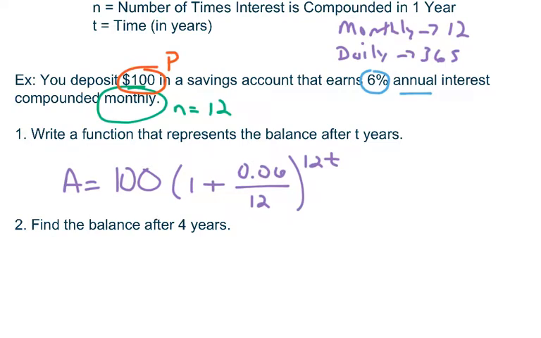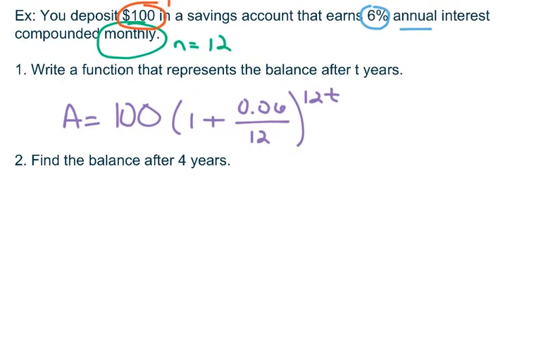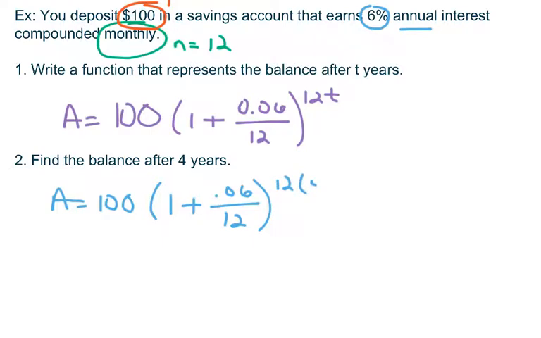Last question here, find the balance after 4 years. So we can type this line right into our calculator. The only change is we're going to make T 4. So I'm going to write that out here in blue. We're going to say A is equal to 100 times 1 plus 0.06 over 12 to the 12 times 4 power. And now, if you want to clean this up, you certainly can, but you don't have to. We can just go ahead and type this in our calculator straight away.